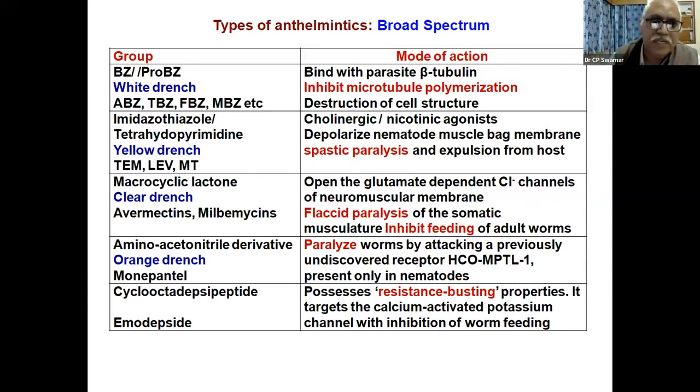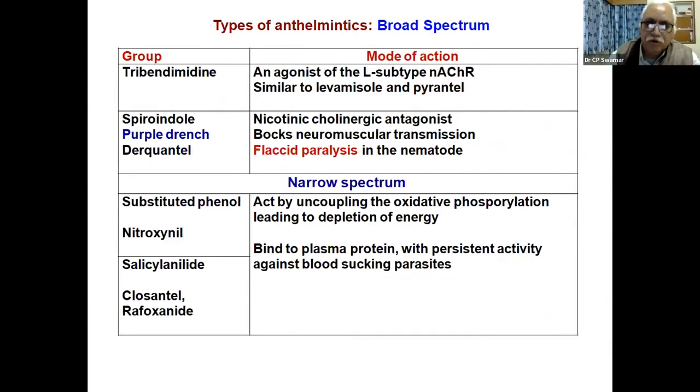So be clear that the only available anthelmintic types are benzimidazole, imidazole, tetrahydropyrimidine, and macrocyclic lactone. Different modes of action are there. The salicylanilide group is available, that is closantel, and it is a broad spectrum ecto-endoparasiticide, but it is broad spectrum in the sense that it acts on blood-sucking parasites, whether internal or external. But in actual terms, it is not a broad spectrum anthelmintic.